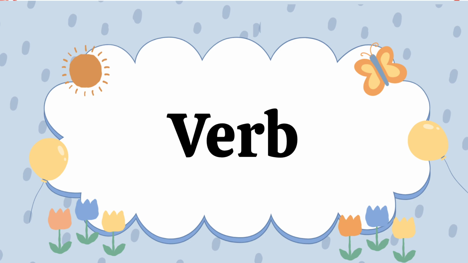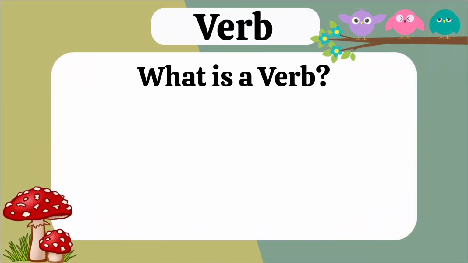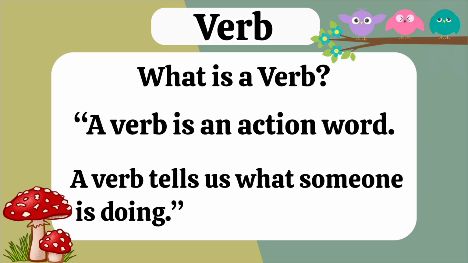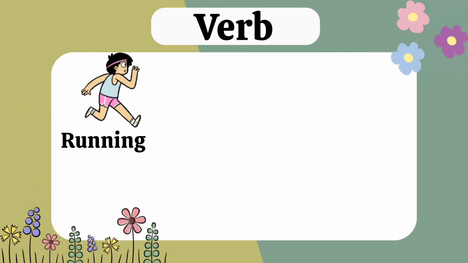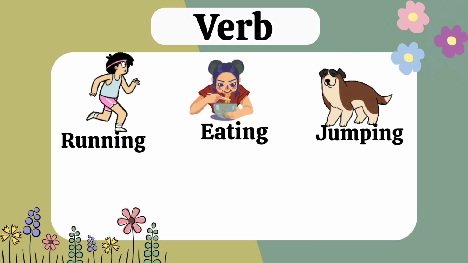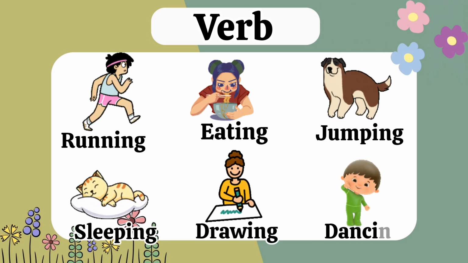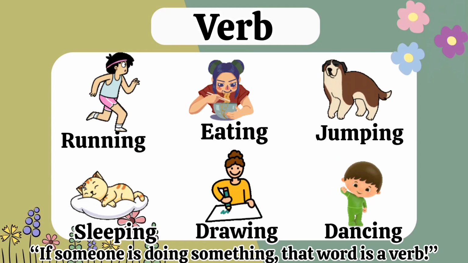Verb. What is a verb? A verb is an action word. A verb tells us what someone is doing. Examples like running, eating, jumping, sleeping, drawing, dancing. If someone is doing something, that word is a verb.